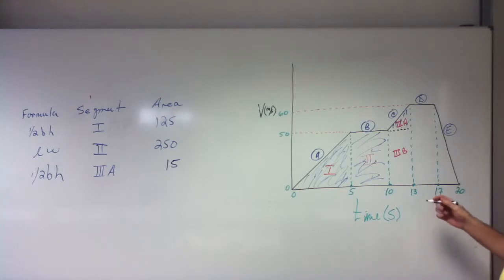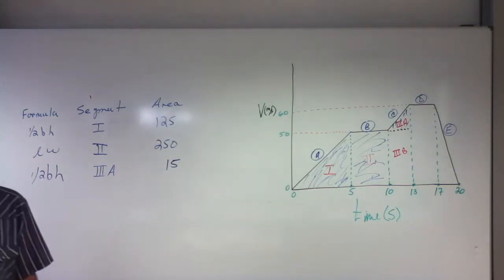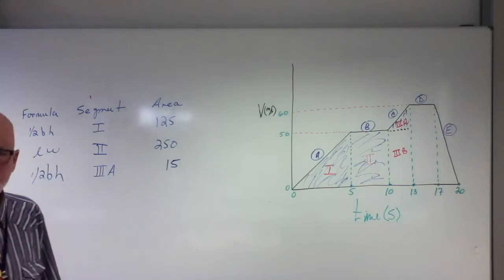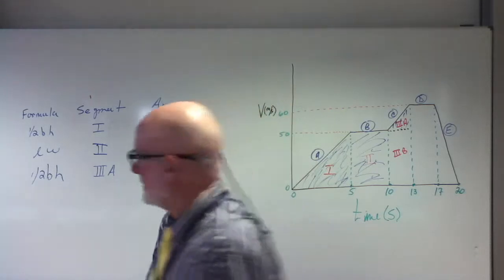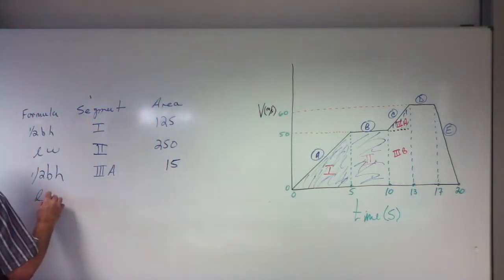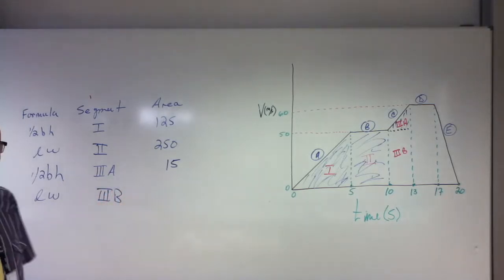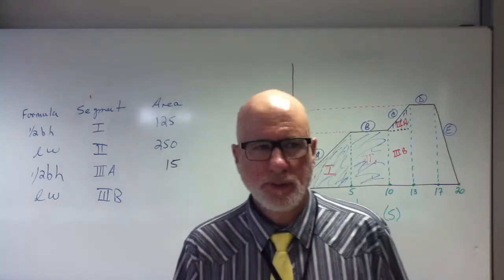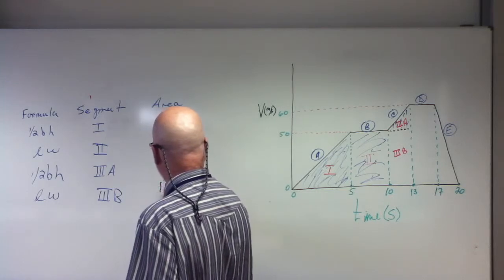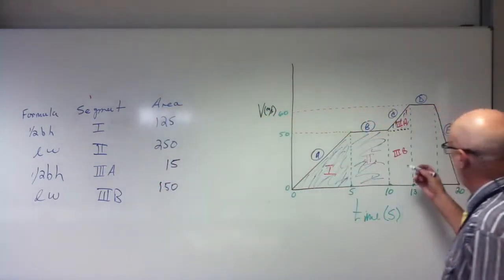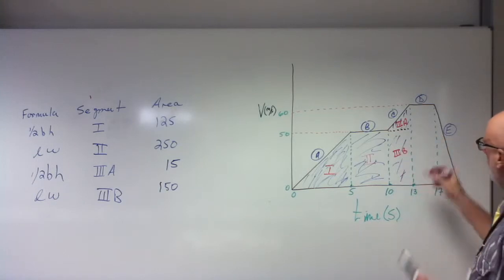Okay? So, is it a rectangle or a triangle? It's a rectangle. So is it going to be 1/2 the base times the height, or is it going to be length times width? Length times width. Excellent. So length times width for 3B, and what is the answer going to be? 150. Excellent. All right? Good. Now we did that, right? Let's do this one. We'll call this 4.